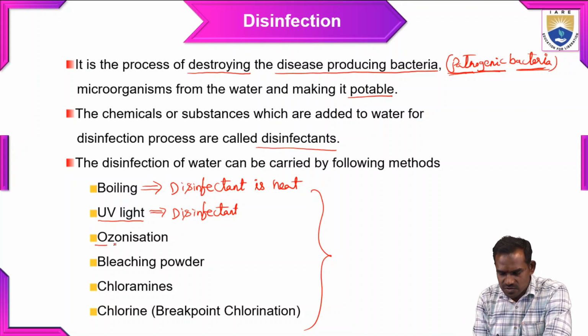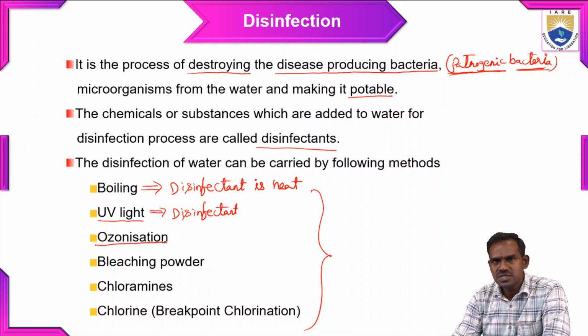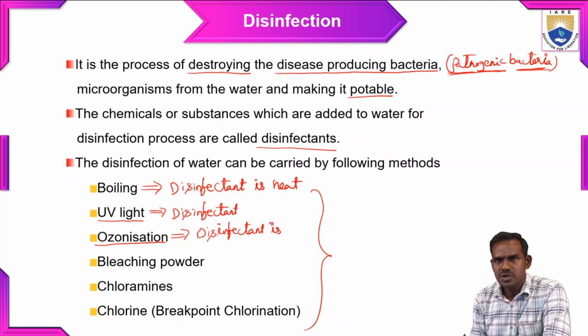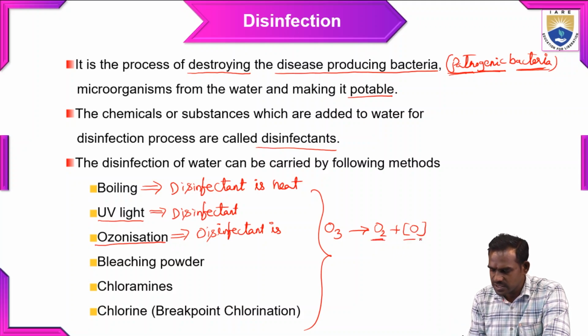And the next technique is ozonization. In the process of ozonization, which is one of the disinfection processes, the disinfectant is ozone. But in fact, ozone is not the final disinfectant. Ozone is the initial substance which we add to water and it will convert into nascent oxygen. O3 will be dissociated into molecular oxygen as well as nascent oxygen.